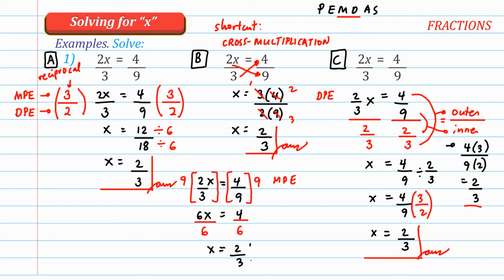Pwede rin. Pero I'm not really a fan of this while this is correct. Kasi, ito kasi pag times 3 ko, pag nag-cross multiply ako, mas less ang ginagawa ko. Okay? So, ganun lang. Ito kasi minsan nalilito yung mga bata. But you can do this. Walang problema. Thank you for reminding me. That's another way. Let's call this D.